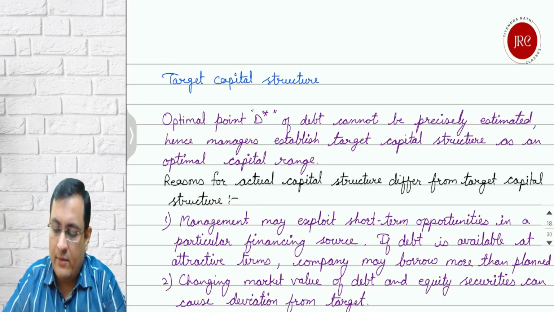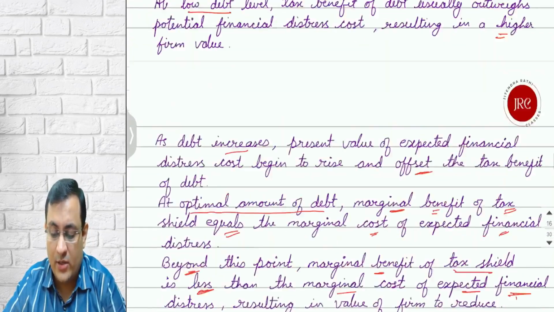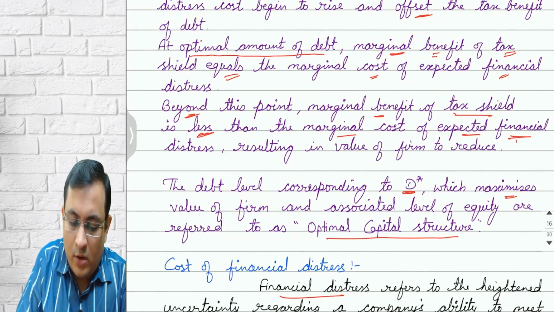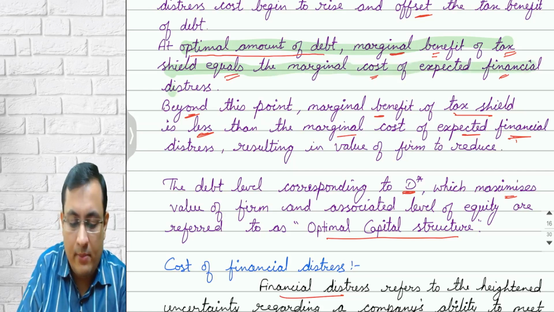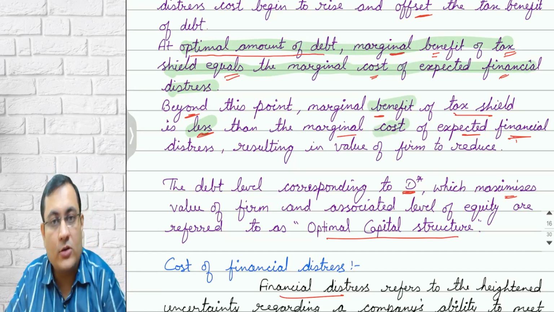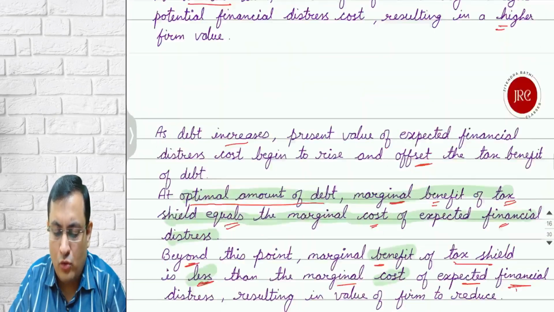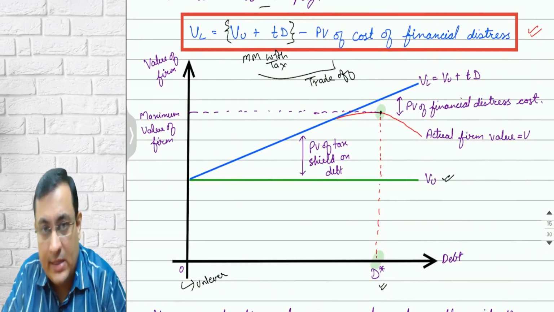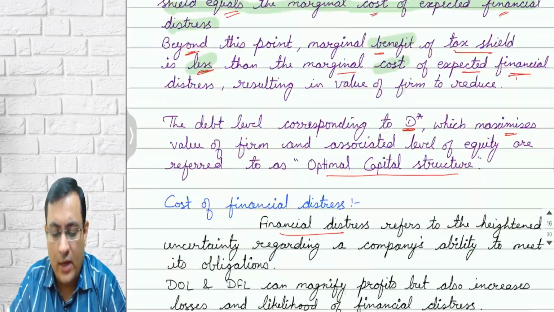In static trade-off theory, we have arrived at an optimum capital structure, where beyond the optimum point the marginal benefit of tax will be less than the cost. So in our example it was the 4th level. But how to actually identify this D asterisk? Is it very easy to calculate financial distress cost? No.